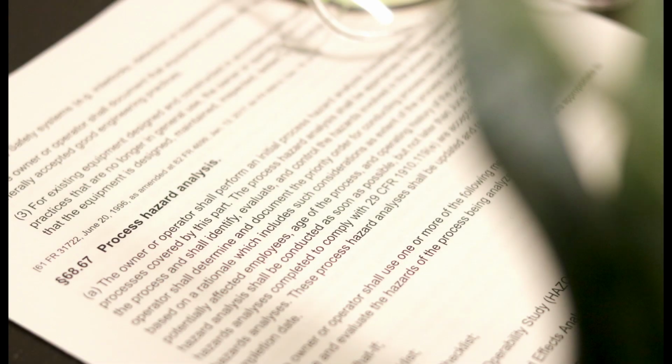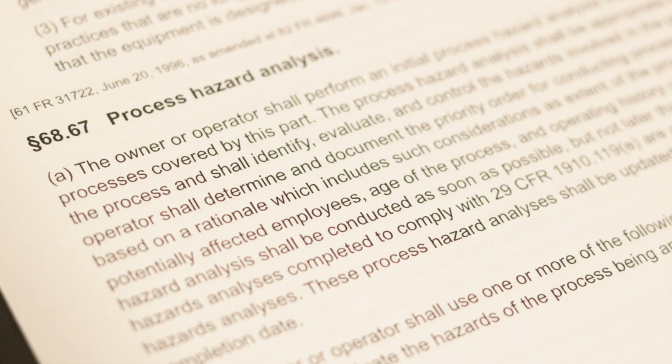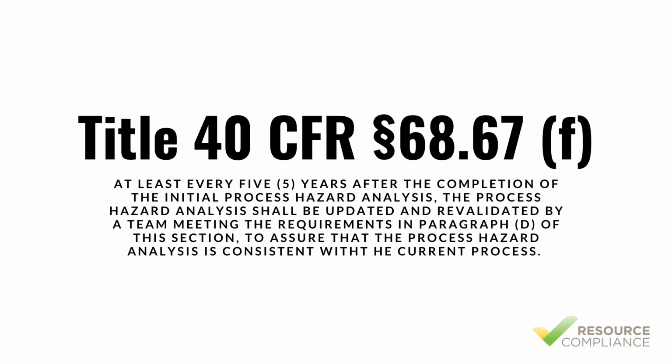PHAs must be performed initially when a new chemical process is commissioned, and updates or revalidations are required at least every 5 years. The text displayed on this slide was taken from US EPA's Risk Management Program regulation, but CalARP and PSM have nearly identical requirements. Additionally, it is appropriate to perform or update a PHA when a system undergoes a major change that introduces new hazards that were not considered in previous PHAs.